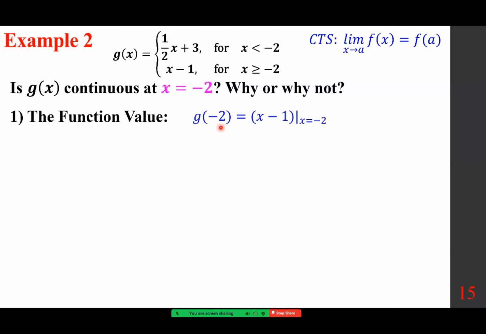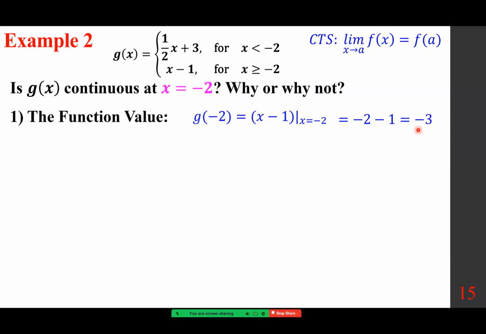So g of -2. Here's a notation. We use this part such that this line segment is read such that x is -2. What this means is evaluate this function when x is -2. So -2 minus 1 makes it -3. So at x equals -2, g of x is -3. So g of -2 is -3.